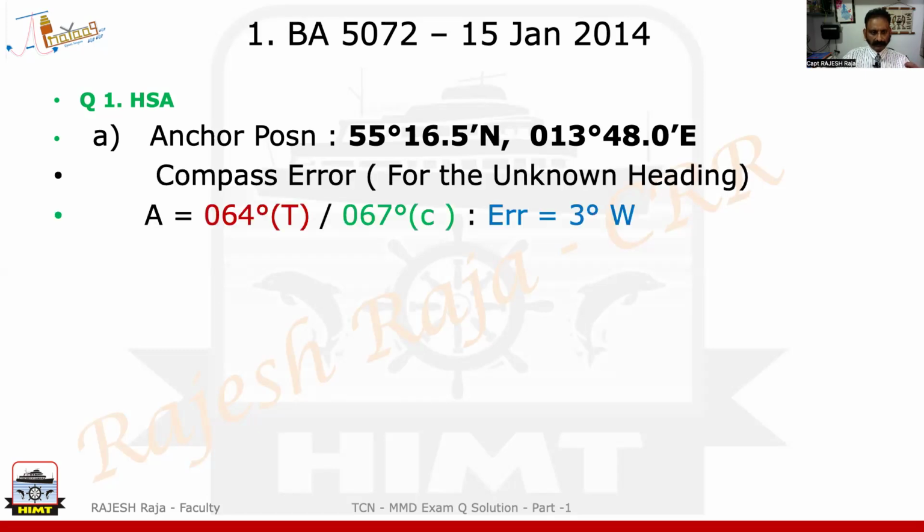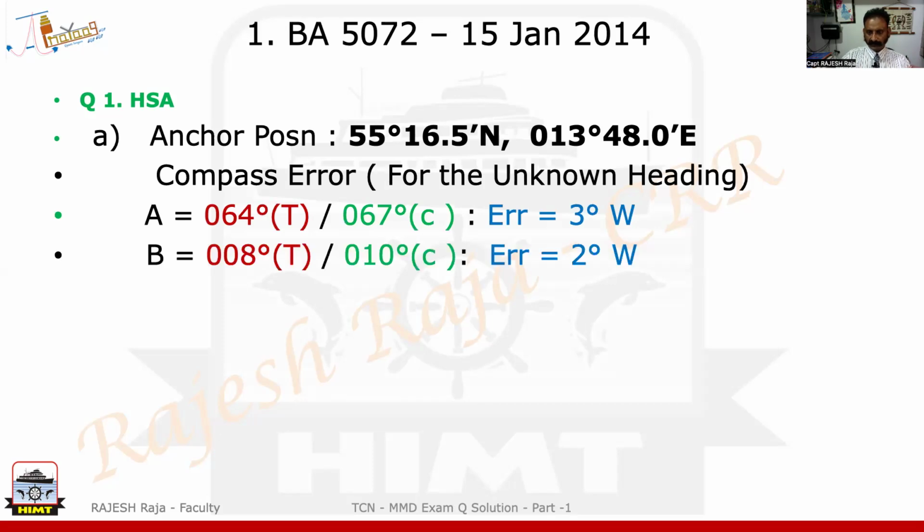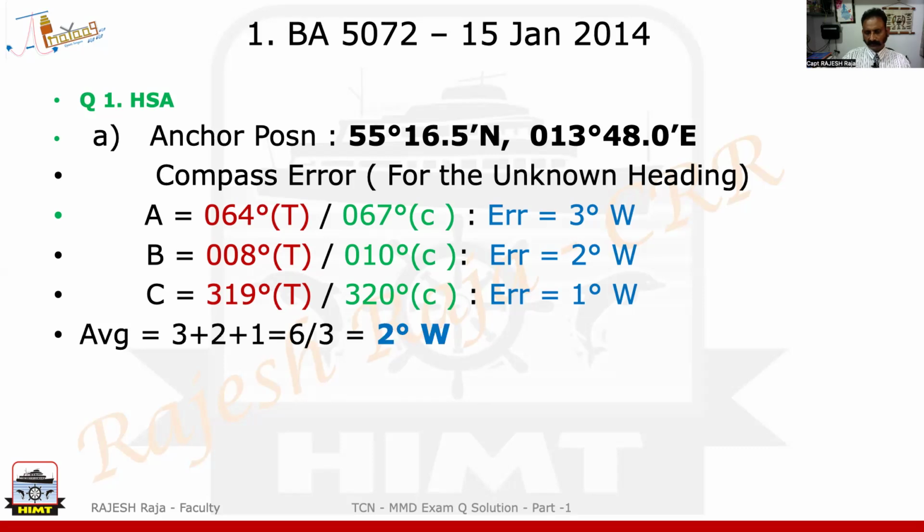Compass error. Please remember, I'm going to compare for each lighthouse the true bearing and the compass bearing. So the first case, I get 3 degree west. Second case, 2 degree west. The third case, 1 degree west. Whenever you get multiple errors or multiple deviations, please always find it and find the average. So I'm going to find an average. So your answer is 2 degree west. So this is what you have found out. But there is something I've written in the bracket. Please remember, this compass error is for an unknown heading. You should be aware of that.